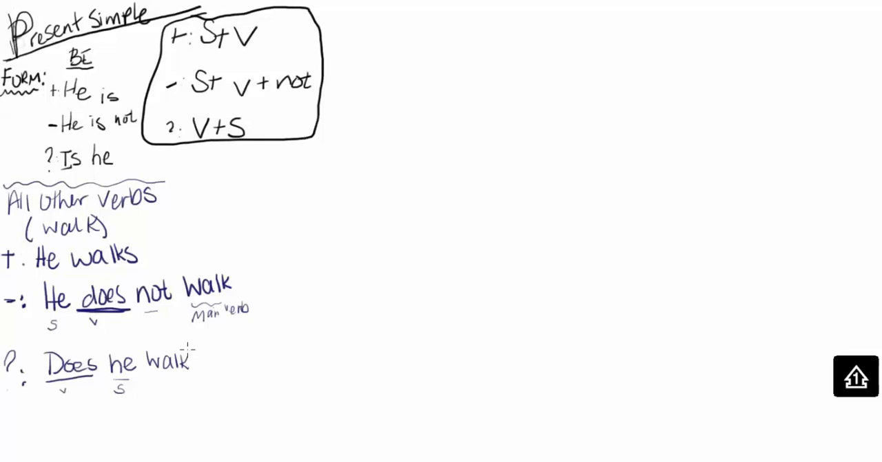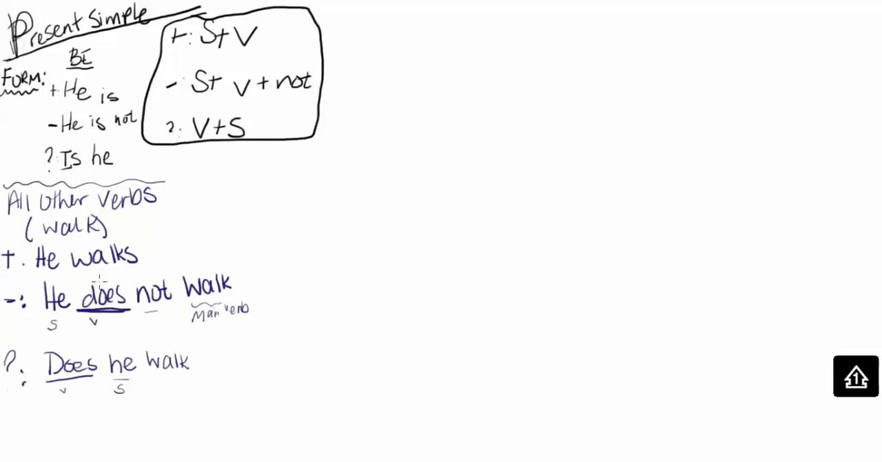All right, so that's a review of the present simple and how it forms. Of course, there's something I didn't talk about here: making sure that you have that third person singular S for he, she, and it. He walks, but all the others, I, you, we, they, get just walk.